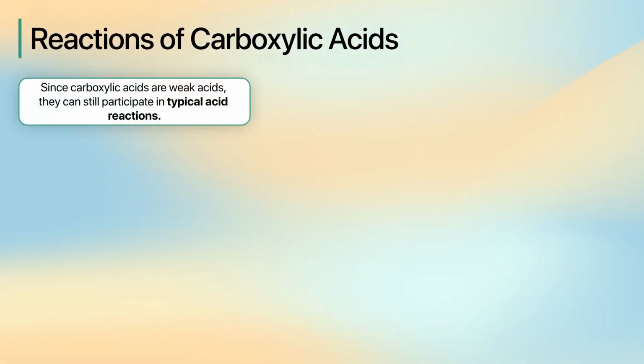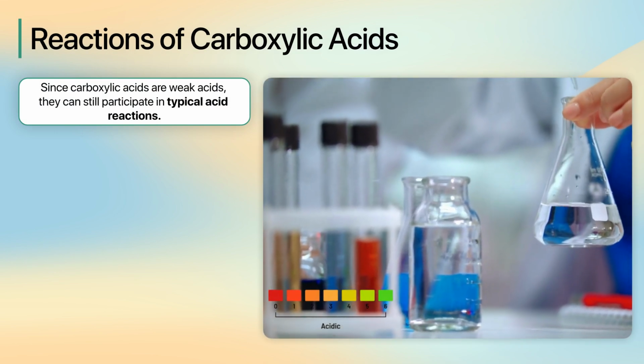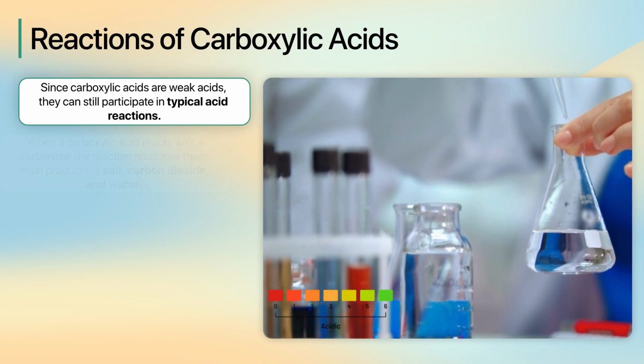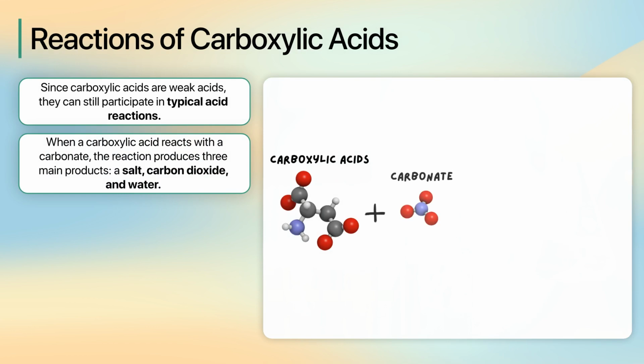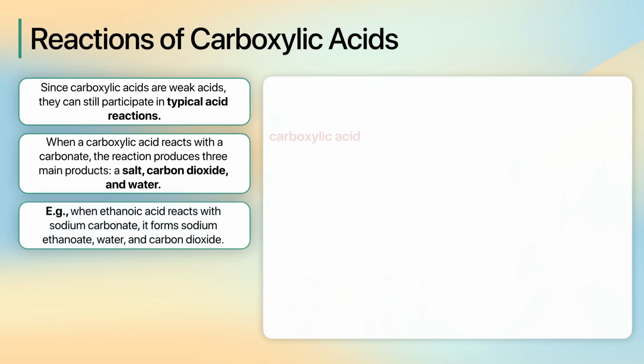Since carboxylic acids are weak acids, they can still participate in typical acid reactions. Perhaps one of the most notable of these reactions are those with carbonates. When a carboxylic acid reacts with a carbonate, the reaction produces three main products: a salt, carbon dioxide gas, and water. The general equation is carboxylic acid plus carbonate produces salt plus carbon dioxide plus water.